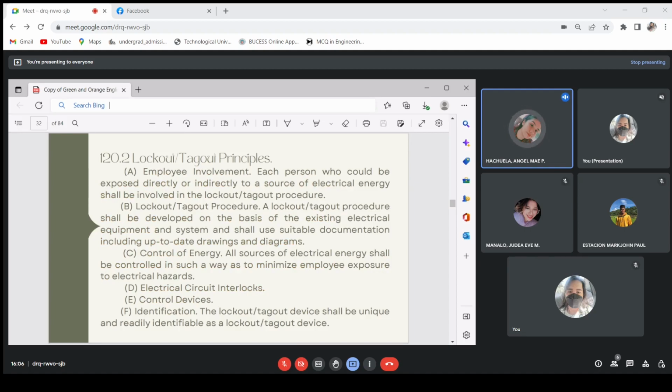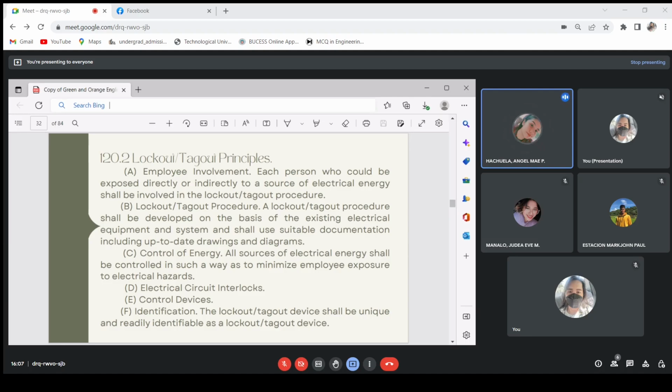So, lockout-tagout principles. Employee involvement. Each person who could be exposed directly or indirectly to a source of electrical energy shall be involved in the lockout-tagout procedure. So, an example of direct exposure is the qualified electrician who works on the motor starter control, the power circuits, or the motor. An example of indirect exposure is the person who works on the coupling between the motor and compressor.